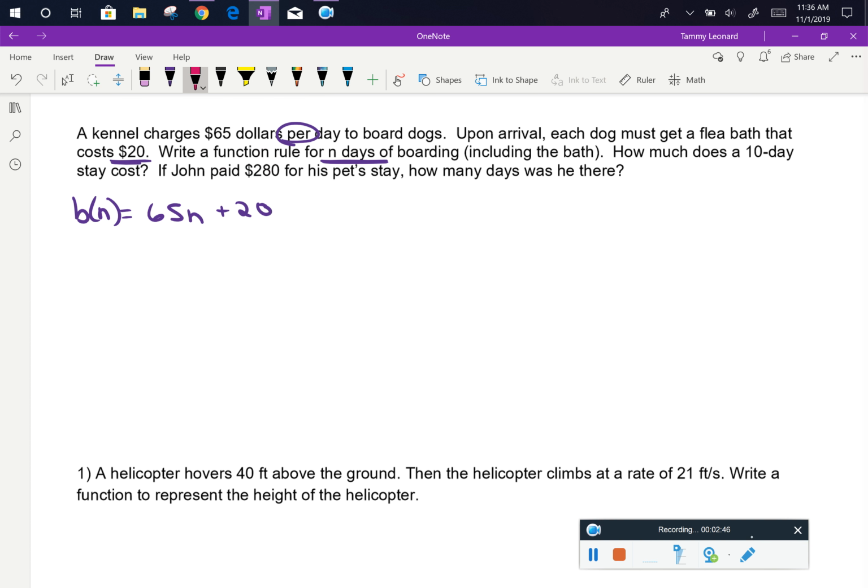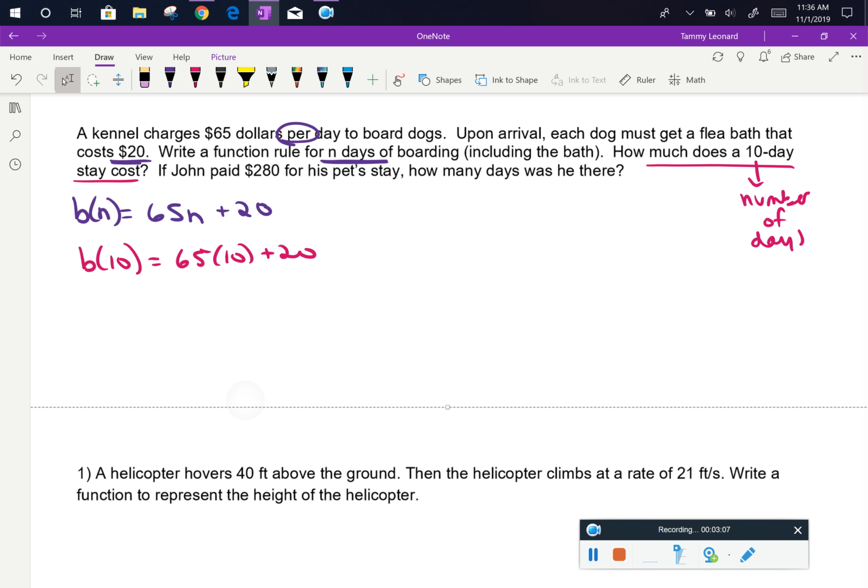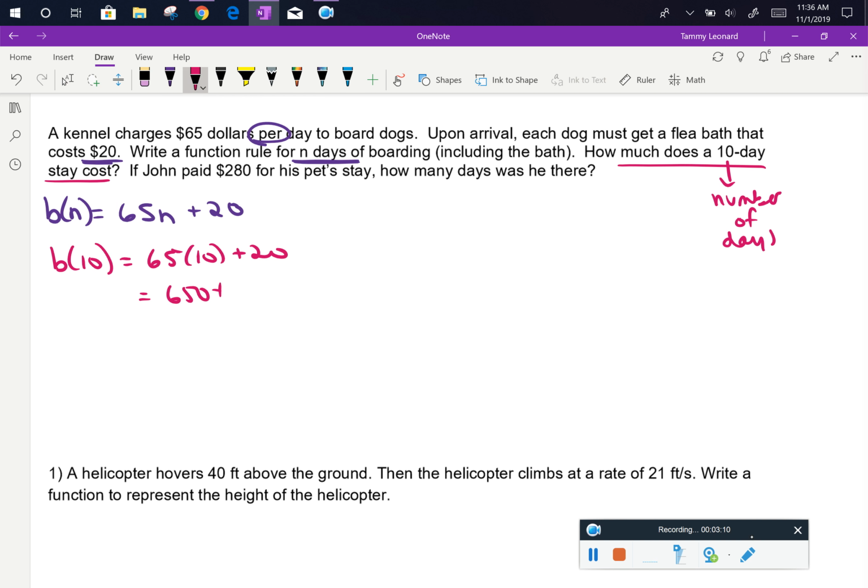We're then asked, how much does a 10-day stay cost? Well, that's a number of days. Since that's a number of days, that's something we could substitute for n. So b of 10, so the function evaluated for 10 days, would be 65 times 10 plus 20. Well, that's 650 plus 20, which is $670. So we can say that it would cost $670 for the dog to stay there for 10 days.